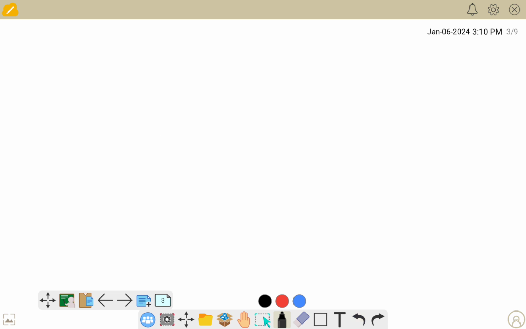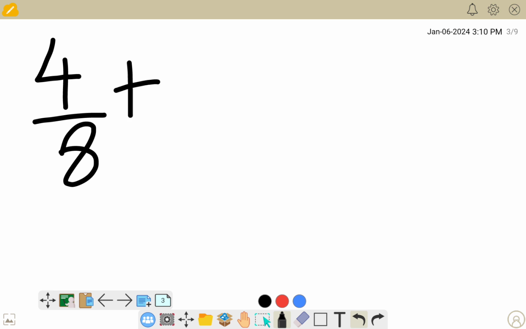Okay, let's have a look at another example. 4 by 8 plus 3 by 6. Now we have to find the LCM of 8 and 6. What do you think is going to be the LCM of 8 and 6? Is it 12? No. We need a number which is common to both 8 and 6. So the LCM in this case is going to be 24.